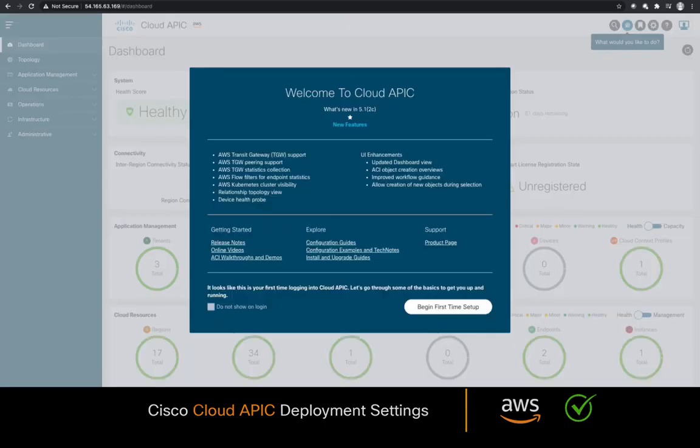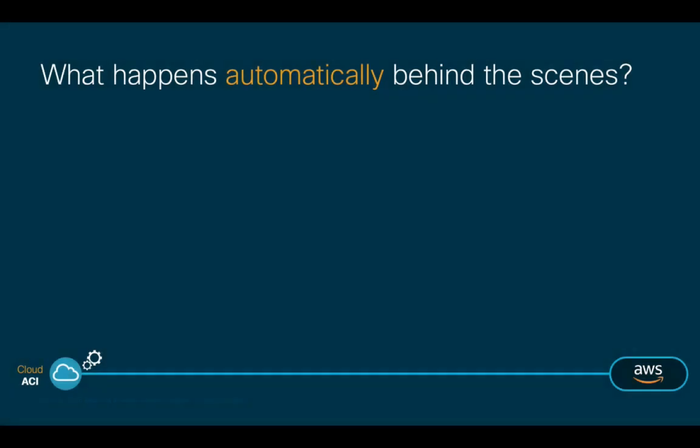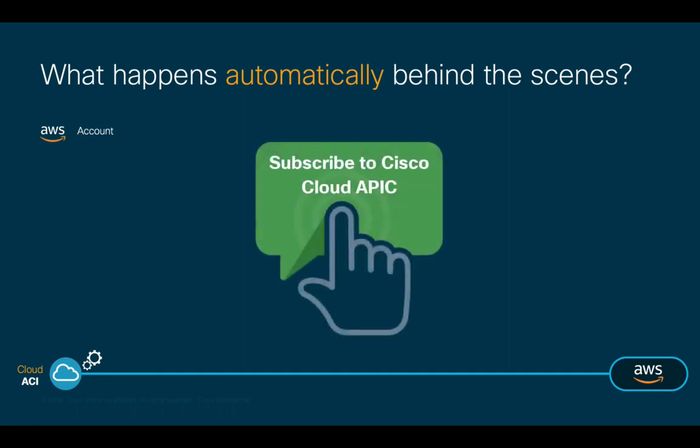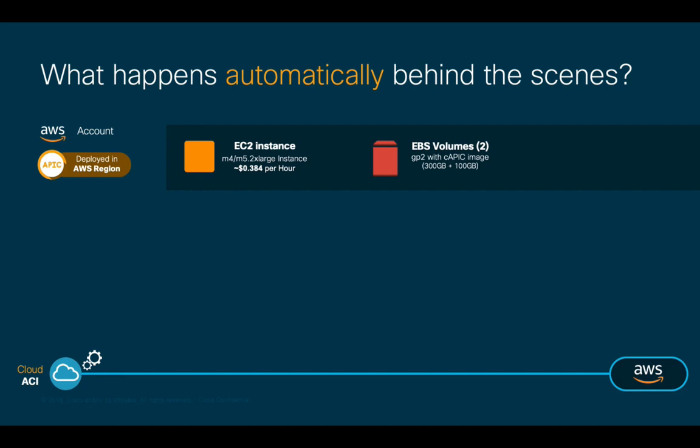Easy, right? However, there are a few things happening behind the scenes that made this so simple. For example, in the case of AWS and using my AWS account, when I clicked to subscribe to the Cisco Cloud APIC service and selected a region, an EC2 instance was automatically deployed, which had a couple of EBS drives automatically curated and attached to it, and a couple of network adapters as well, with their corresponding private and public IP addresses for internal and out-of-band management connectivity.